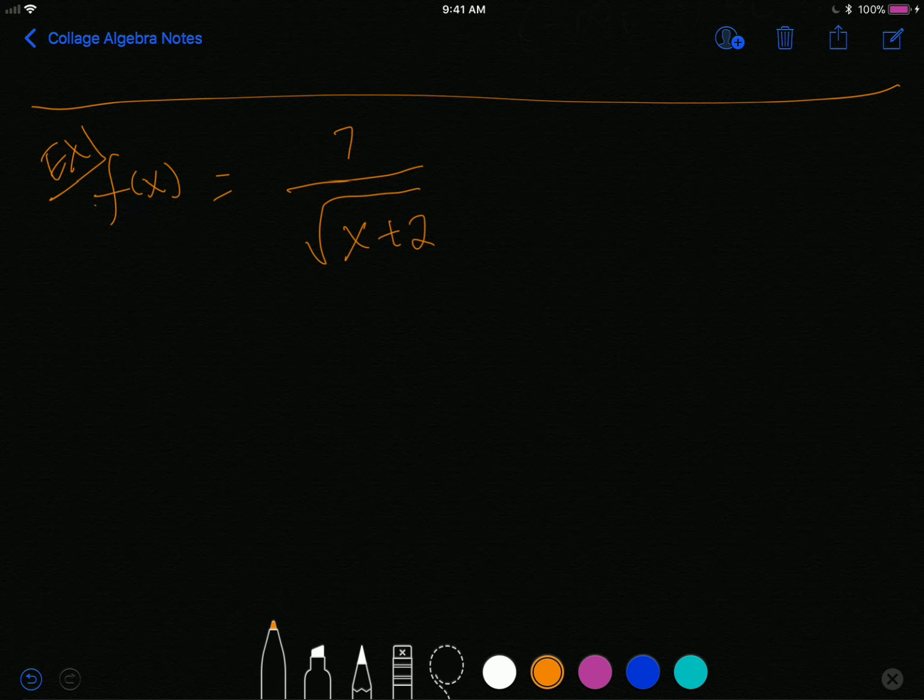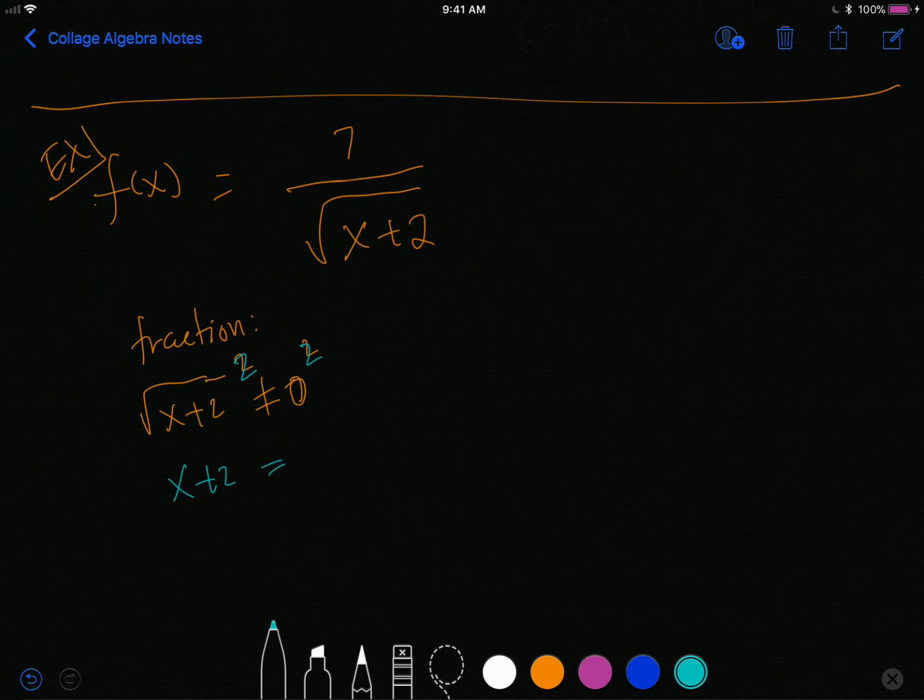So if this was a fraction, the domain would be that the denominator cannot be 0. You square both sides, and when you square both sides, you get that x plus 2 cannot be 0. It's actually pretty straightforward. x cannot be negative 2.